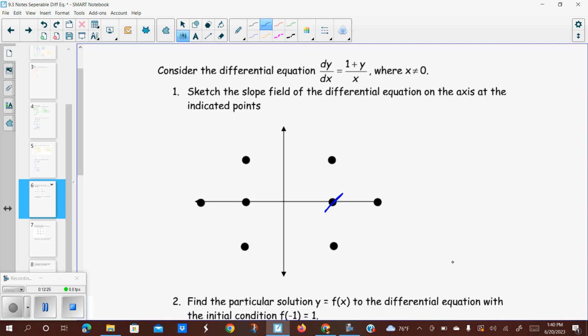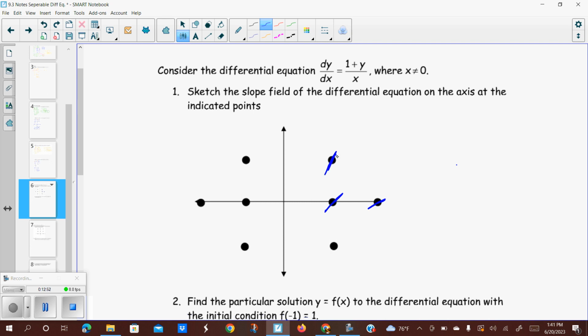At the point 2, 0, when x is 2, y is 0, so that's going to be 1/2. So that should be a less steep slope, and hopefully you can see that I kept it relative. Let's go to the point 1, 1. If I plug in 1 for x and y, I'm going to get 2 over 1. So that should be a 2, a more steep slope. That might have been too steep, so that should be more steep.